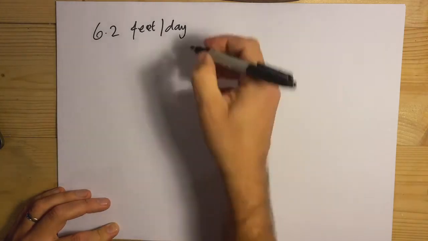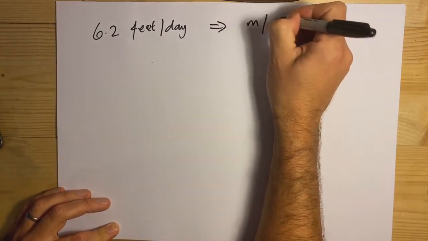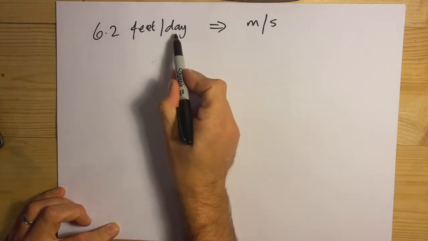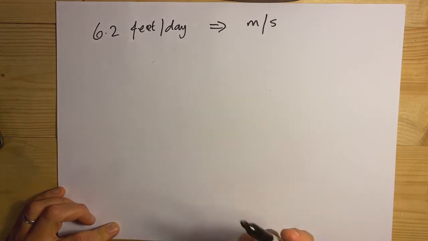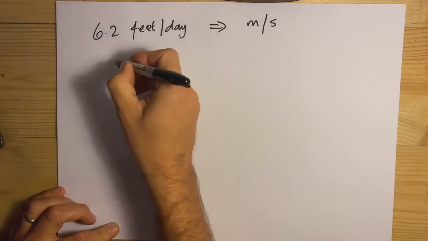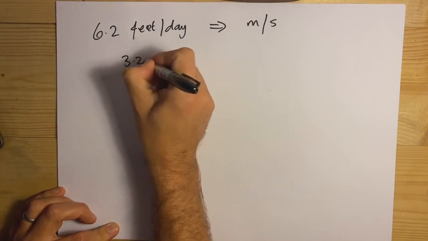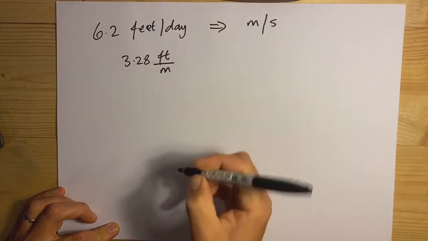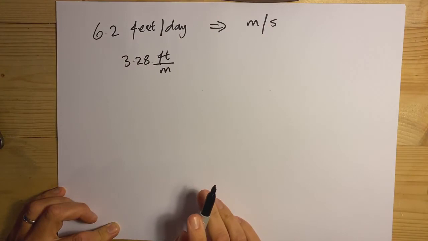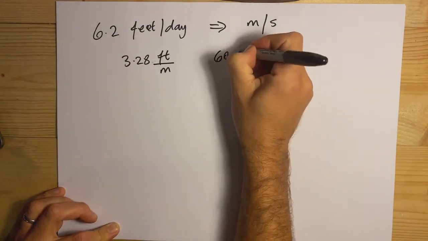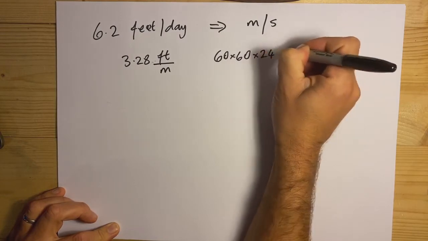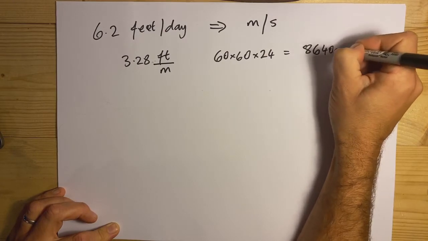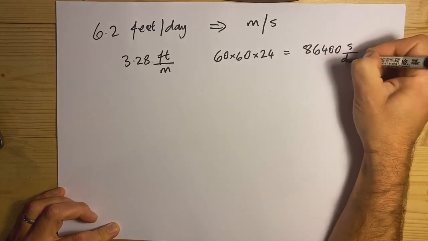I want to convert that into something more sensible, meters per second. So we need to convert feet into meters and days into seconds. To do that, we need to use a conversion factor. There are 3.28 feet, which we'll abbreviate FT, per meter. And the number of seconds in a day, you can work that out. That's 60 times 60 seconds in an hour times 24, which equals 86,400 seconds in a day.